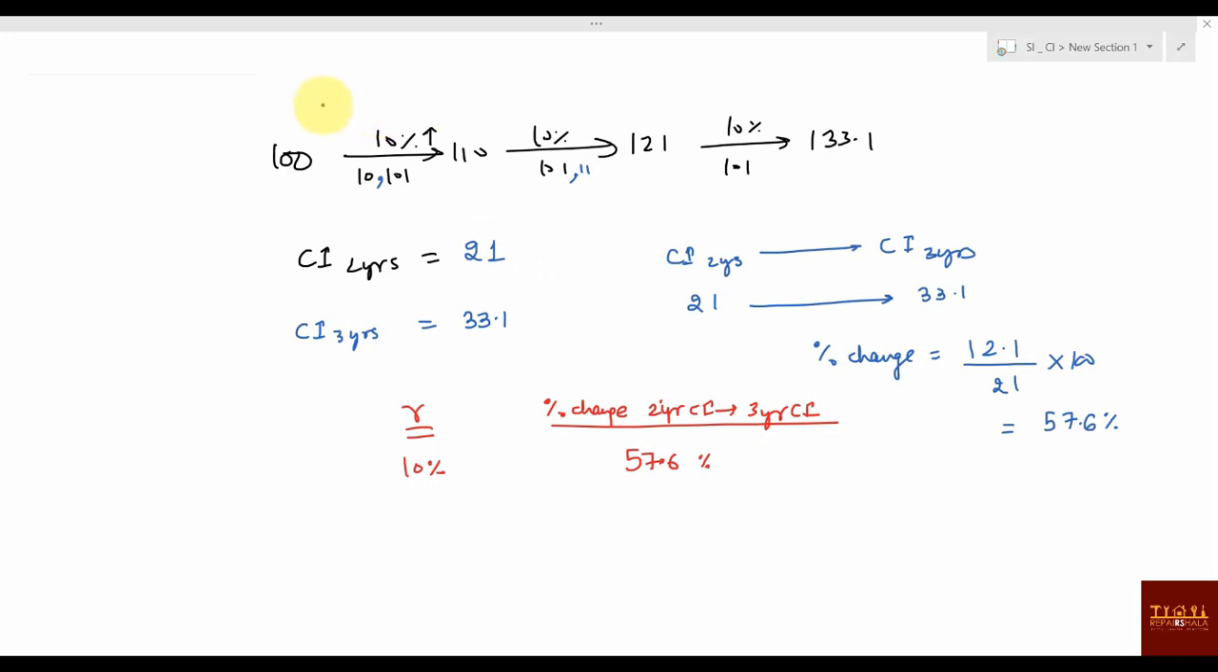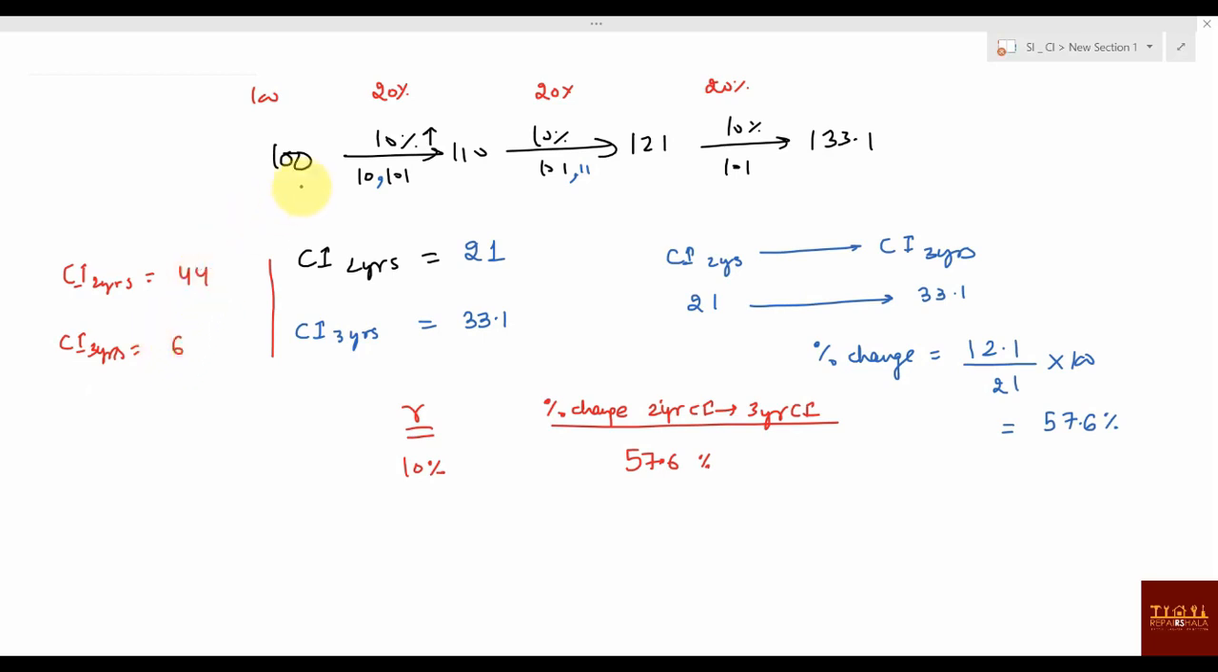Now one more case I want to discuss, suppose this value is 20%. Or some little easier value will be fine. Suppose this is 20% and this is 20% and again this is 20%. So if I say what will be CI for 2 years, you will say CI for 2 years is 44, if you are starting with 100, 44%, and CI for 3 years is 66.